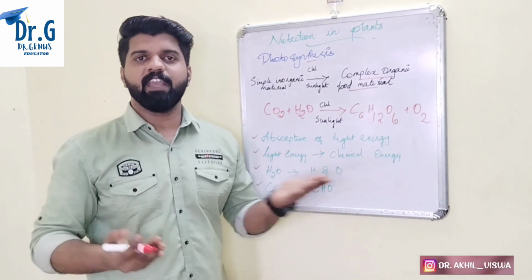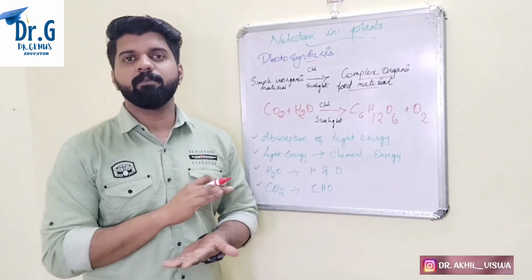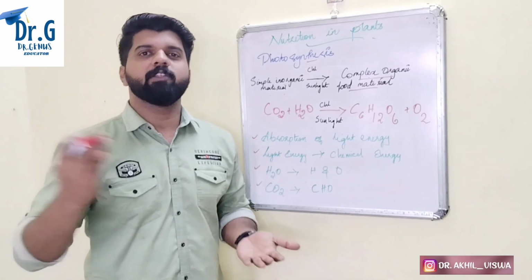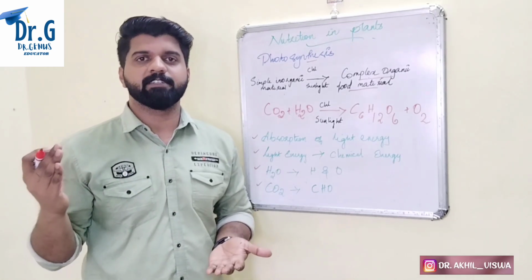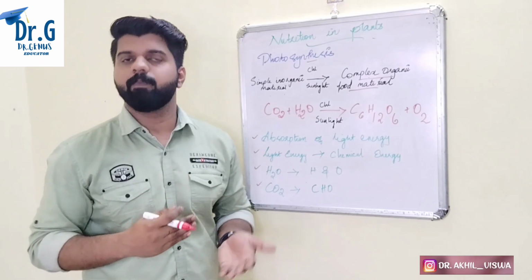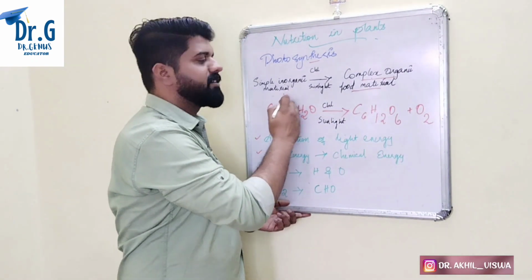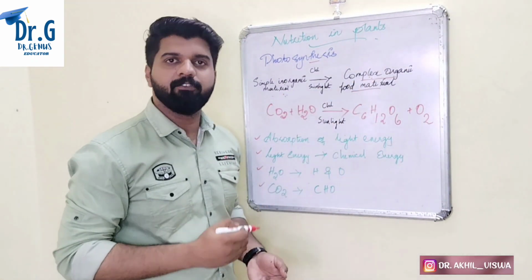What is the difference between inorganic and organic material? In inorganic material there will not be any carbon atom, while in organic material the presence of carbon atom will be there. For example, glucose, C6H12O6. So here, the simple inorganic compounds will be converted into complex organic food material.